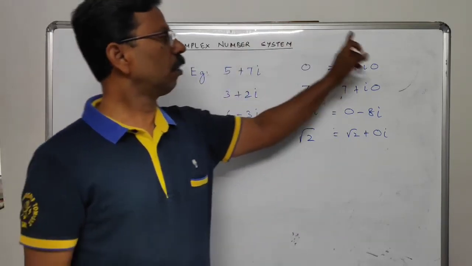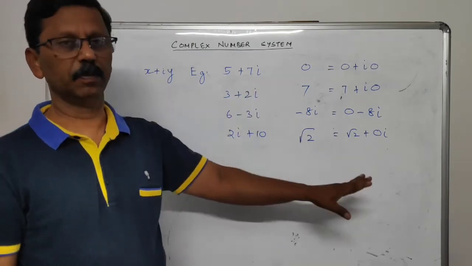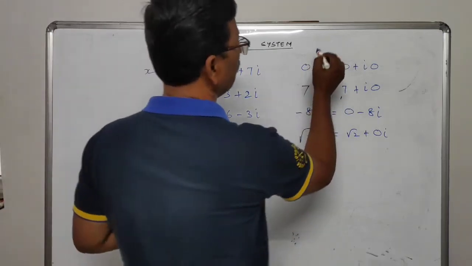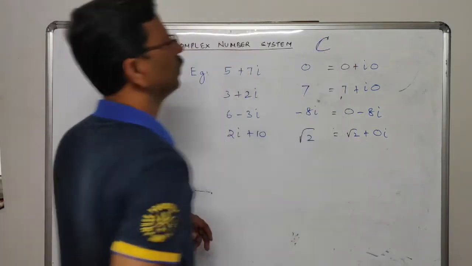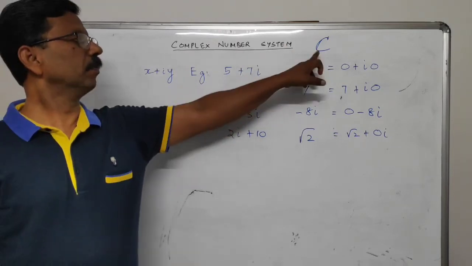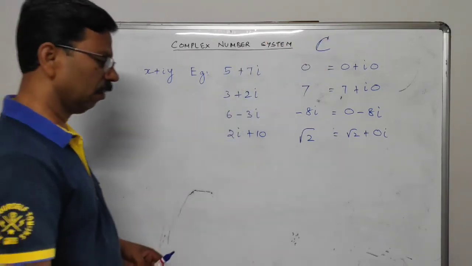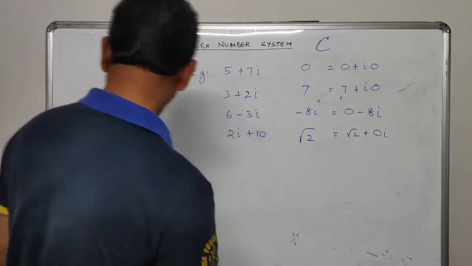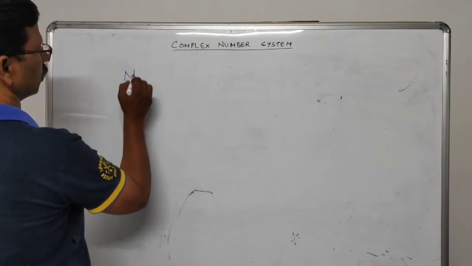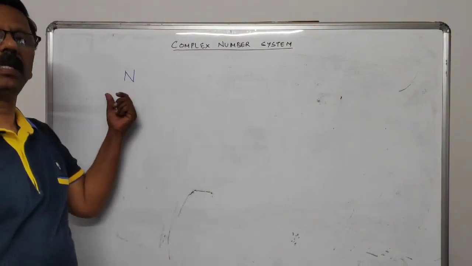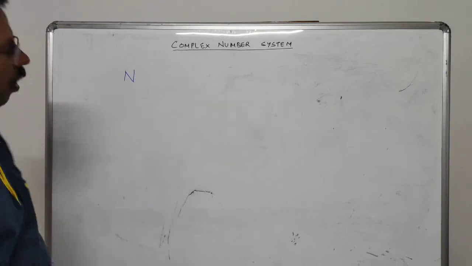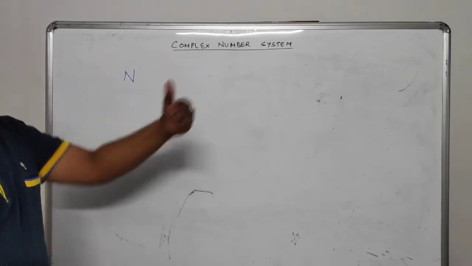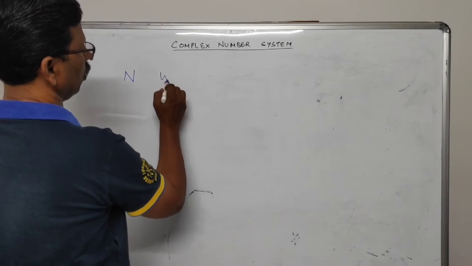The set of all complex numbers is called the complex number system, that we denote as script C. This is the symbol for denoting the complex number system. Okay, now let us recall what number systems we have already seen. See, the natural number system. The natural numbers start with 1, 2, 3 like that. Now after that, if you add 0 before the first natural number, that number system will become the whole number system.